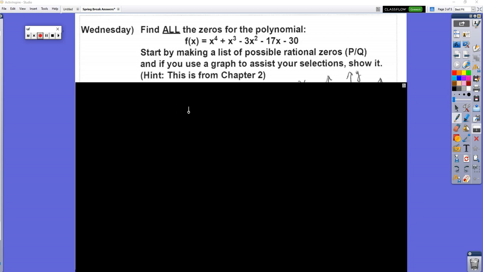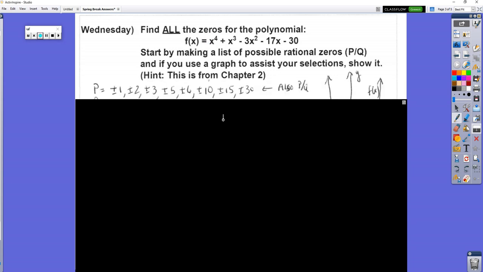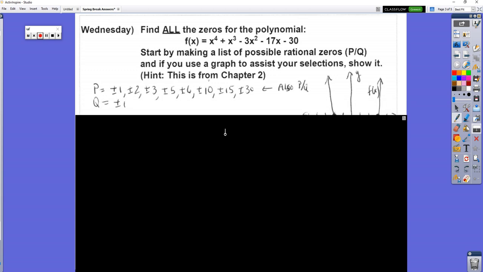So to make your list of p's and q's, that's what they want us to start with. Remember that p's are factors of your ending constant, which in this case is negative 30, and q's come from the leading coefficient, which in this problem is a 1. So my possible p's are plus and minus 1, plus and minus 2, plus and minus 3, plus and minus 5, plus and minus 6, plus and minus 10, plus and minus 15, and plus and minus 30. So those are all the different numbers that divide evenly into negative 30. And q, the factors of 1, are just plus and minus 1.